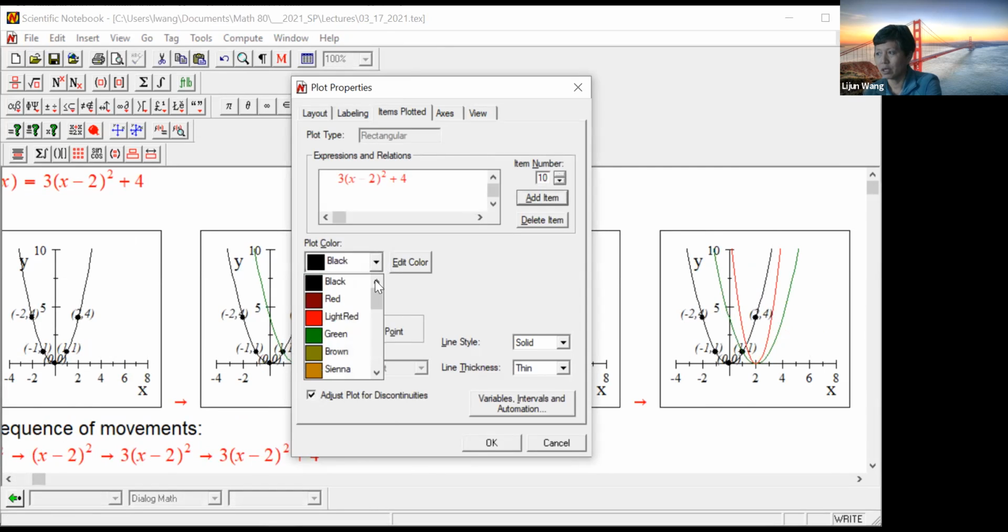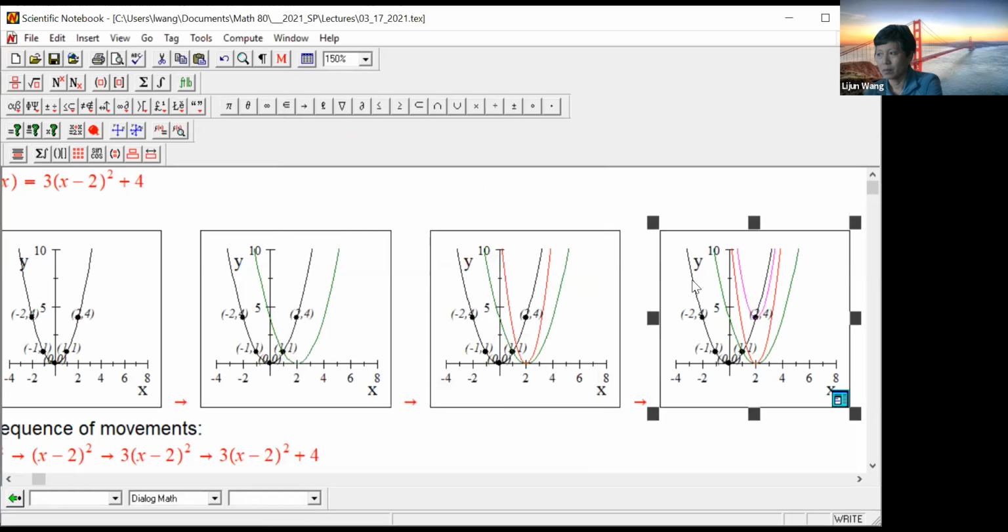The final picture, I'm going to use, let's see what color. I'm going to use purple. We shifted up by 4 units. Is this clear, everybody? Is this helpful? Do you want to try one?